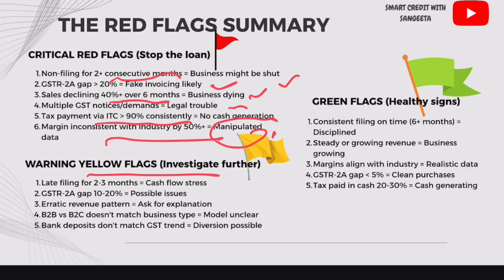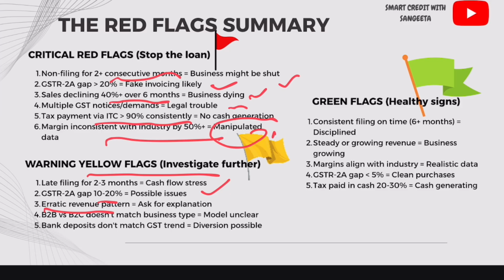These yellow flags mean that you need to investigate further. You need to call for an explanation from the customer. Suppose the customer has filed a late GST return for the past 2 to 3 months. This may indicate that the customer is facing cash flow stress, right? Now, if the GSTR-2A gap is 10 to 20%, there might be slight issues. You need to check them.